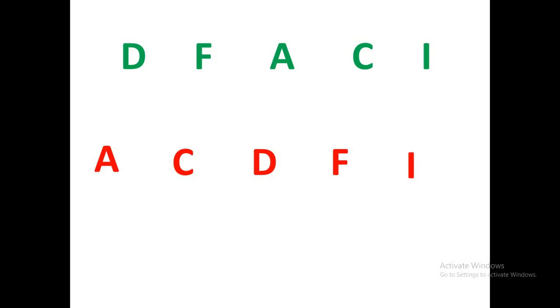Well done children. Let us see one more example. Here again the letters are not arranged in proper sequence. We begin saying the letters from A, B, C, D, E, F, G, H, I, J, K. We have K in the list. So first we will write K.